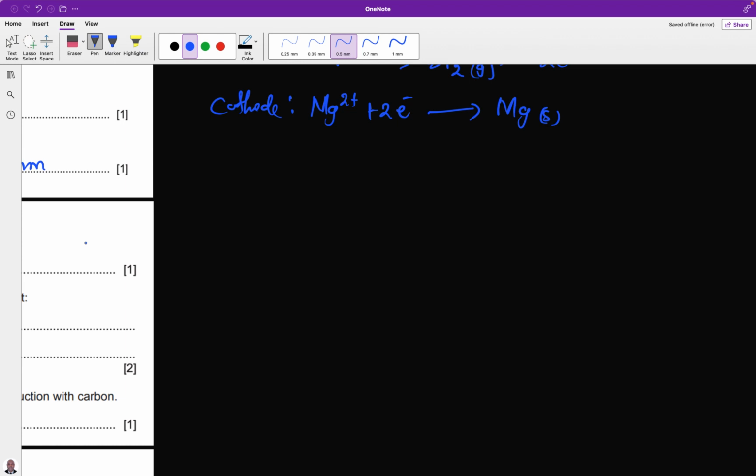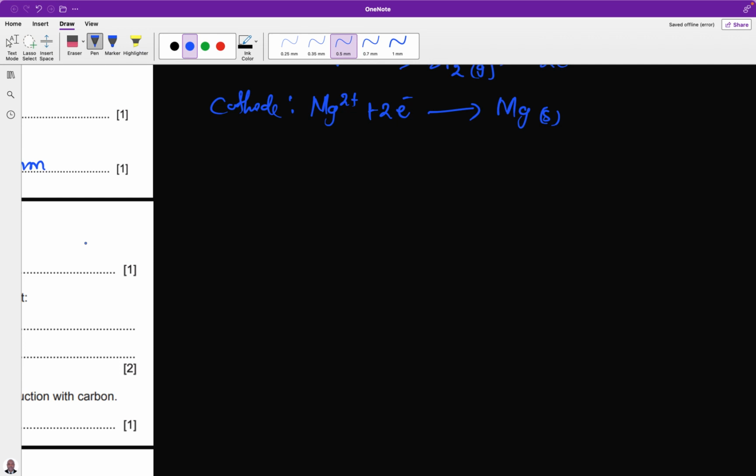For this reason, it can only be extracted by electrolysis. It should also be noted that this will require a lot of electrical energy, making it expensive. So, aluminum oxide will first be dissolved in molten cryolite so as to improve the conductivity of the electrolyte. This will decrease the temperature of the electrolyte and greatly reduce the total energy required.